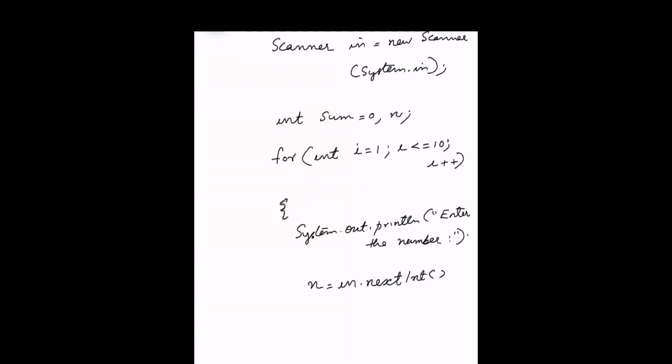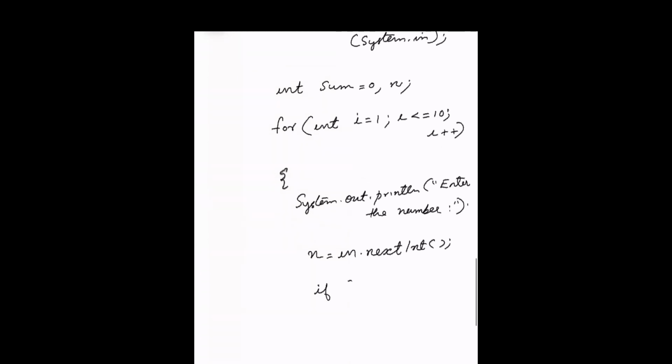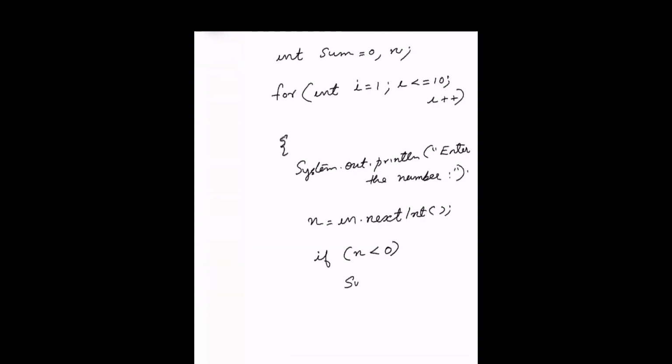So the number that you are inputting, n, if n is a negative number, if n is less than 0, only then you need to add it to sum. If it is a positive number or if it is 0, you don't need to do anything. So see, this is an example of the simple if condition. There is no else part coming here.